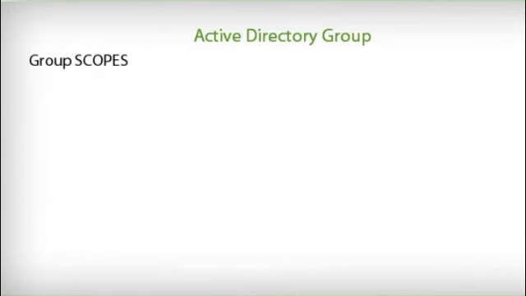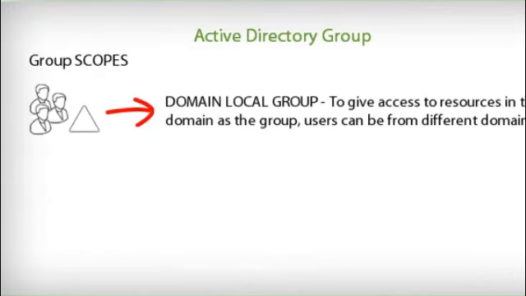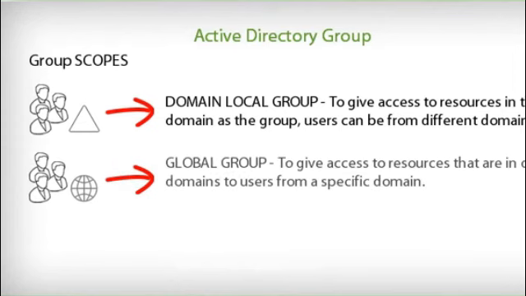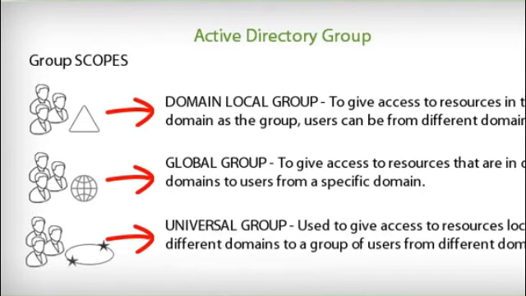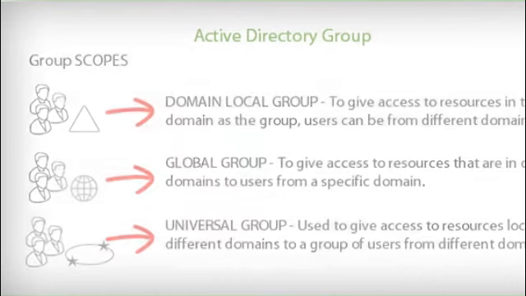Group scopes. Domain local group: to give access to resources in the same domain as the group; users can be from different domains. Global group: to give access to resources that are in different domains to users from a specific domain. Universal group: used to give access to resources located in different domains to a group of users from different domains.